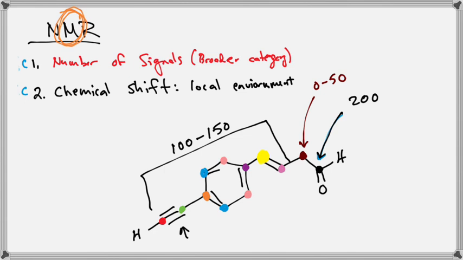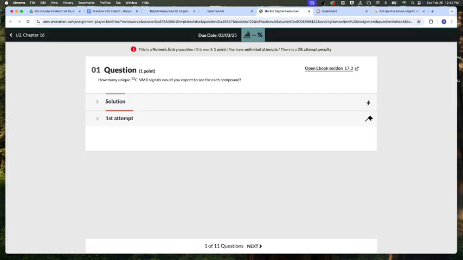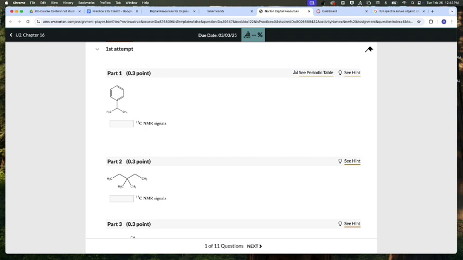I'm going to delete it all and see if I can't pull up the question that I would bet you're struggling with. But I won't. Just how many unique carbons there are. Yep. So this is now just the number of signals.